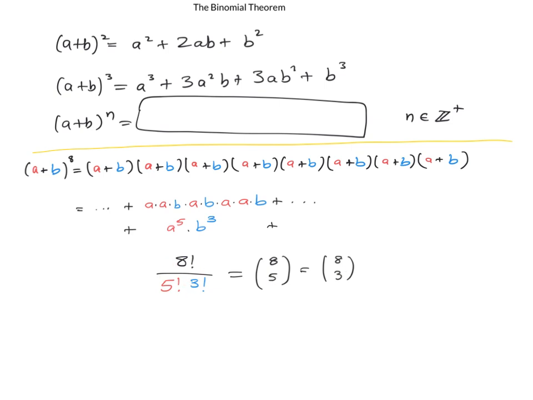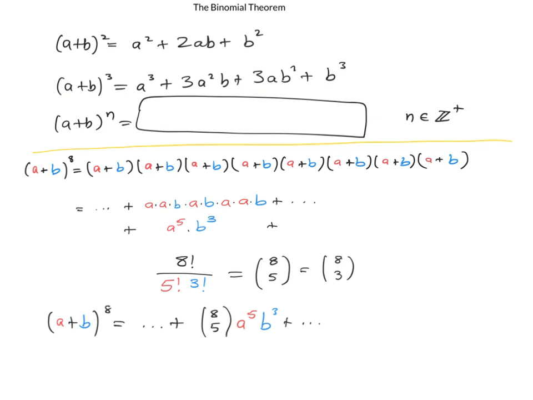So what I'm saying is that if I took my a plus b to the 8th, I know there's a bunch of terms here and there's a bunch of terms here, but the term that involves a to the 5th b cubed could be written as 8 choose 5 or 8 choose 3, really wouldn't matter, times a to the 5th b cubed. So the coefficient would be 8 choose 5, or again, 8 choose 3.